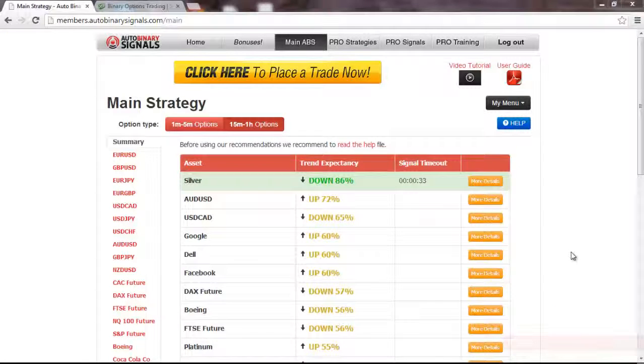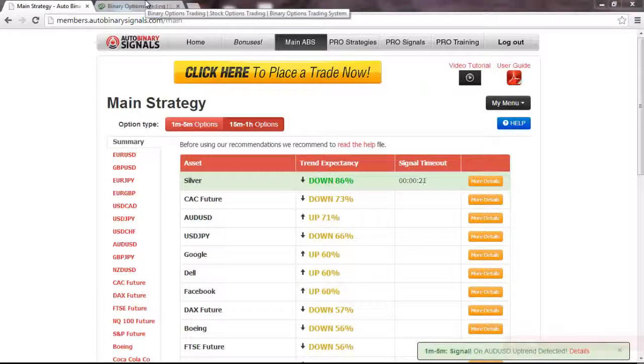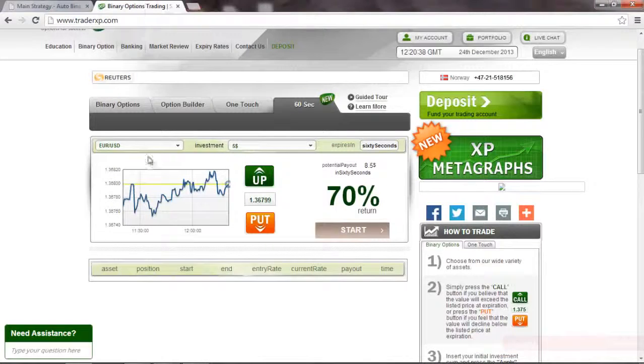We're going to make a quick trade using AutoBinary Signals. As you can see, I have already logged into the members area, and I'm checking this silver asset that has a trend expectancy of 86%, with just 24 seconds left until timeout. So, let's trade it.